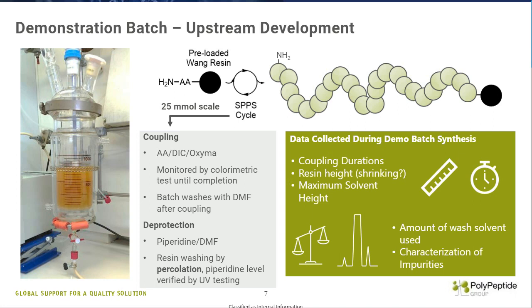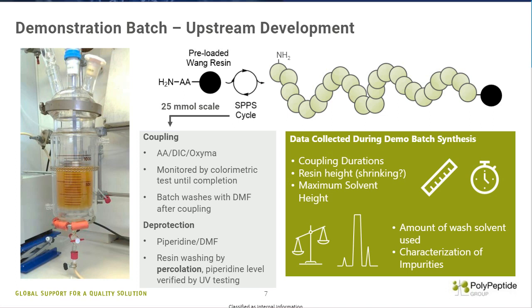But just to reinforce the idea behind this demonstration batch, what we're actually trying to do by producing this peptide on a smaller scale is look at things like coupling durations. We want to measure things like the resin height to see if the resin is growing or shrinking during the synthesis. We are trying to measure how much solvent we're using as well, because this will be important when we scale up for GMP. And we're also trying to characterize any impurities that can be formed along the way. So we're really trying to identify if there are any tricky aspects to the synthesis that we need to watch out for before we scale up.